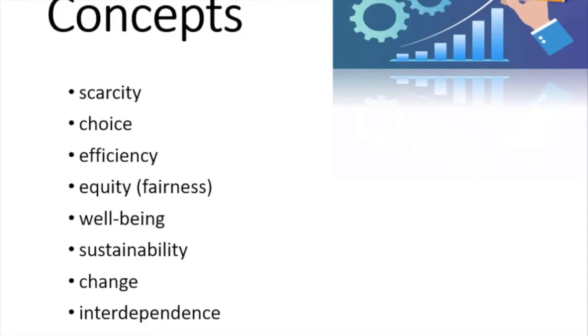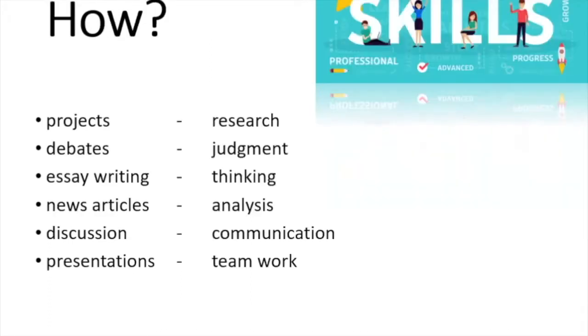In DP economics, we focus on real-world issues through the 9K concept. There are scarcity, choice, efficiency, equity, well-being, sustainability, change, interdependence, and intervention. So in every unit we face these concepts, and understanding them is essential to be successful in DP economics. So how do we develop your skills and which activities will we conduct during DP economics?